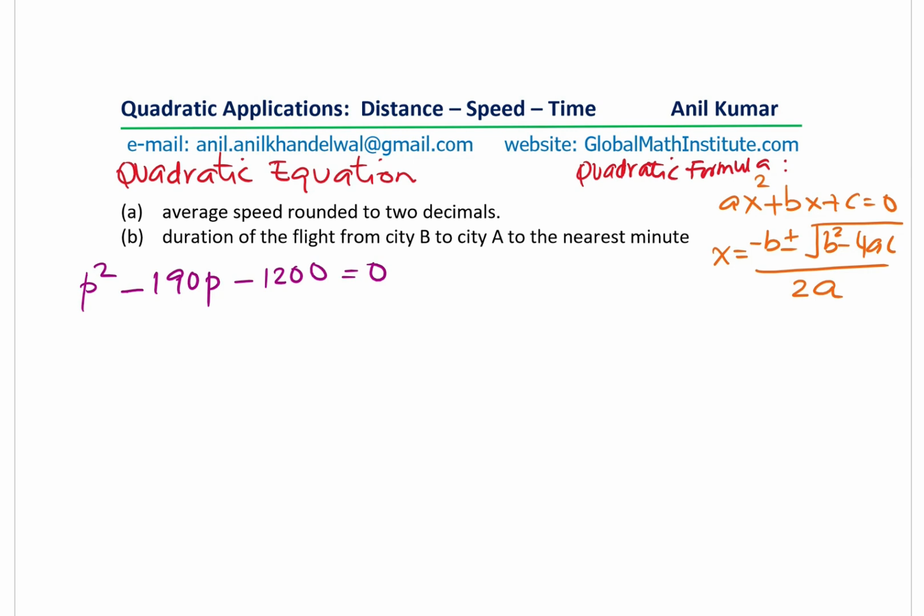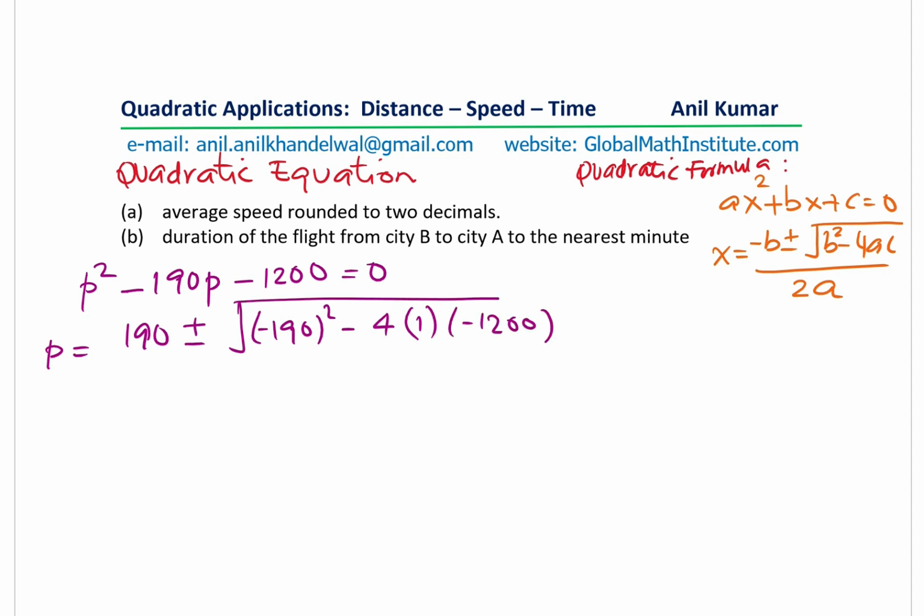Now we are going to use this particular formula to find the value of p. Clear? So in this case, a is 1, b is minus 190, and c is minus 1200. So we get the value of p as equal to negative of minus 190, plus or minus square root of negative 190 square minus 4 times a, which is 1 for us, and c is minus 1200, divided by 2 times 1. Is that clear to you? So that is your quadratic equation.